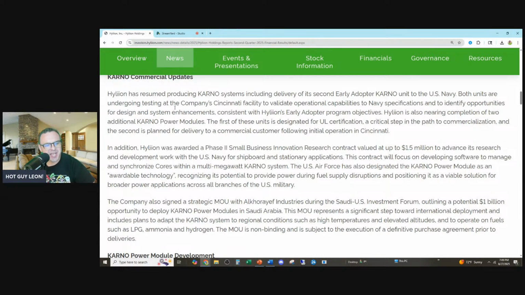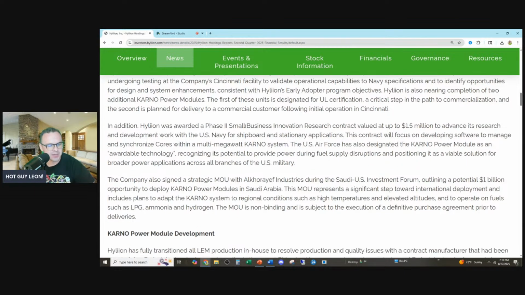Both units are undergoing testing at the company's Cincinnati facility. Oh, they're still testing it. And to identify opportunities for design and system enhancements. Hyliion is also nearing completion of 2 additional Carno. Wow. So this company's been around and they made like 4 generators. And they're just farming money through salaries. I need to start a company, just pay myself an exorbitant salary and never generate profit. I'm a CEO, bro.